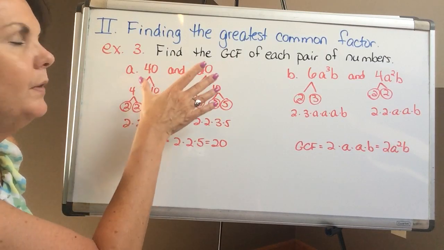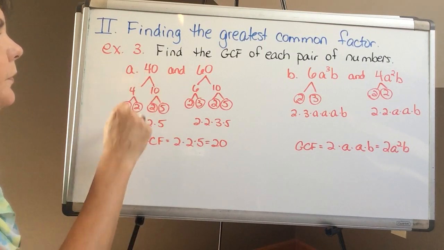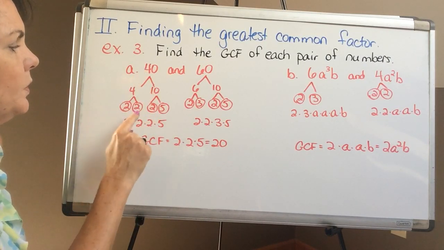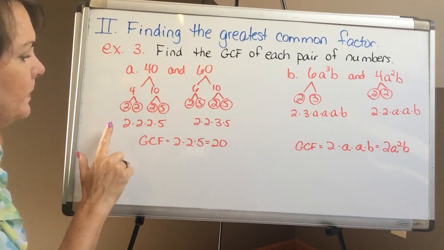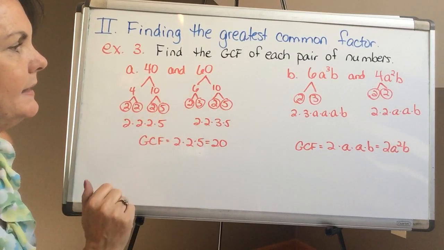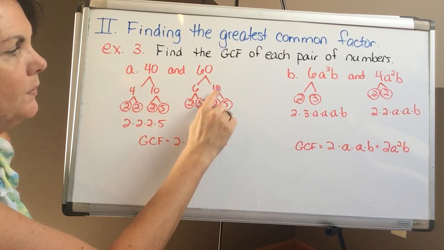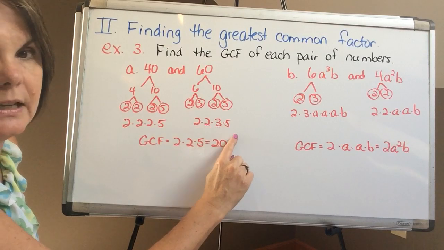So now you're going to do it. If you have 2 numbers, you do 2 trees. If you have 3 numbers, 3 trees, and so on. So 40 is 4 times 10. 10 is 2 times 5, and 4 is 2 times 2. I've circled all of those because they are prime numbers. And then I'm left with 2 times 2 times 2 times 5. And 60 is going to be 6 times 10, or 6 is 2 times 3, and 10 is 2 times 5, which comes out to be 2 times 2 times 3 times 5.